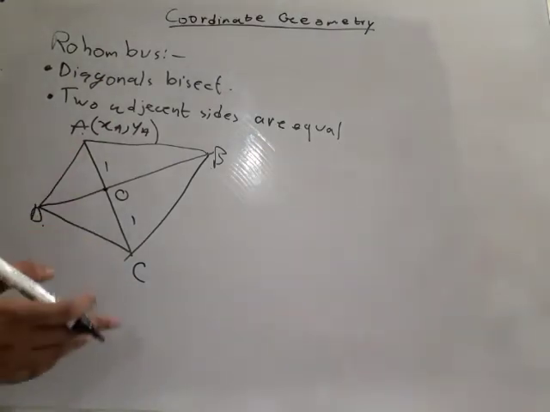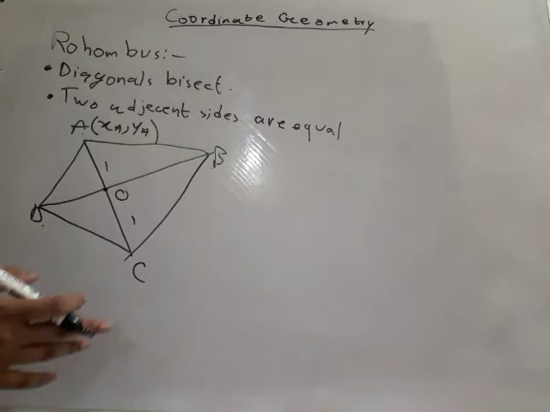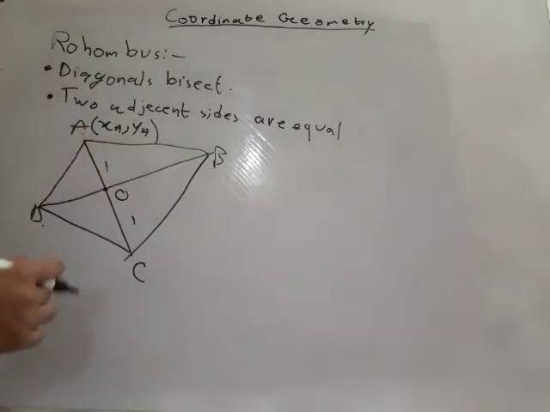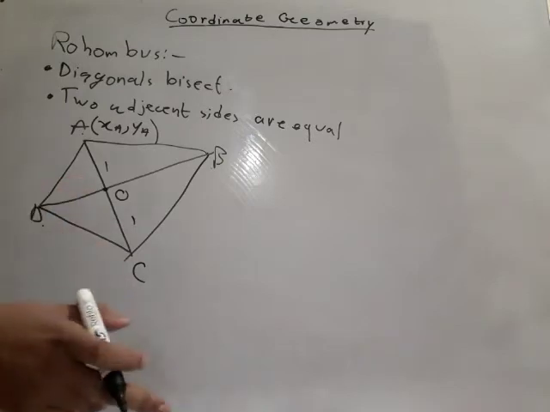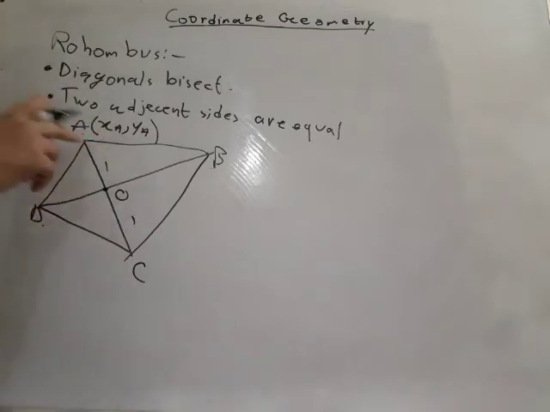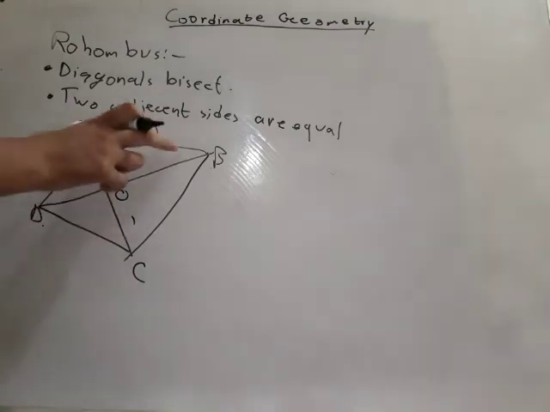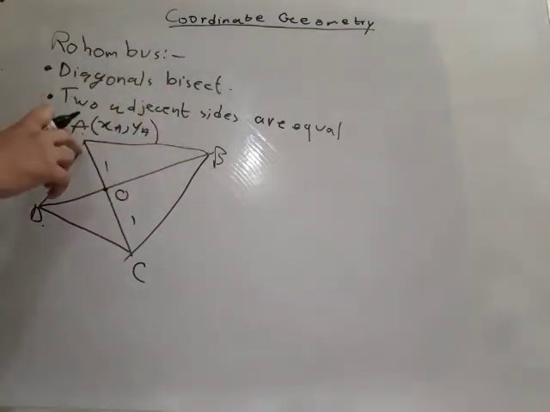So previously we have shown how to prove the diagonals bisect. Now how to show that two sides are equal? Just use the distance formula. Let us take the example of AB and AD. Just use the distance formula to find the distance of A to B and find the distance from A to D. If these two are equal, then adjacent sides are equal, and it is a rhombus.